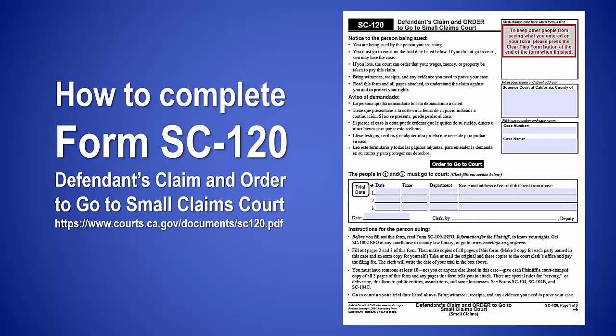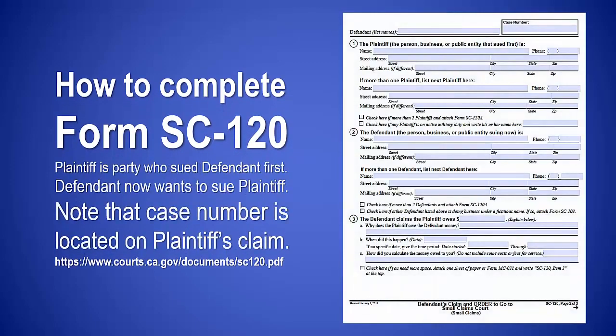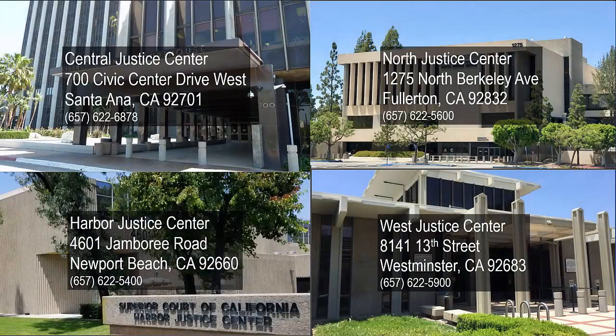If you are the defendant in a small claims case and want to sue the plaintiff, complete the defendant's claim and order to go to Small Claims Court, Form SC-120. The process to complete Form SC-120 is generally the same as Form SC-100. The plaintiff is the party who sued first. The defendant is the party who was being sued first and now wants to sue the plaintiff. The case number is located on the plaintiff's claim. When you have completed Form SC-120, file it at the courthouse where the plaintiff originally filed the case.